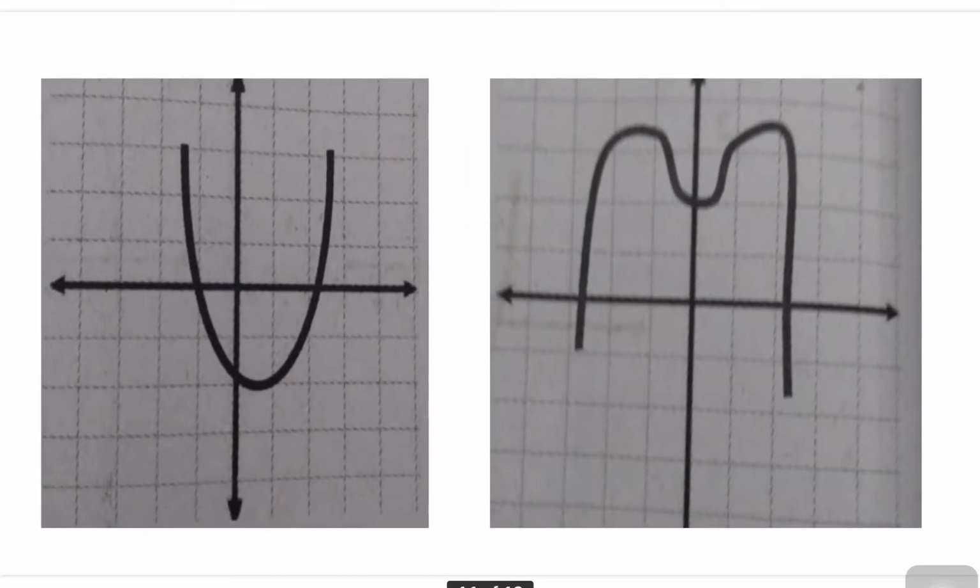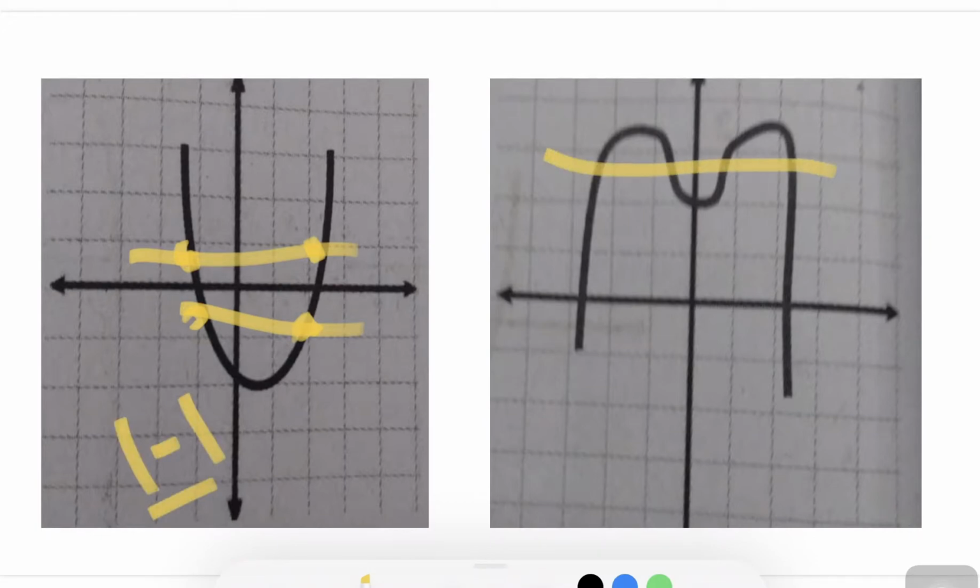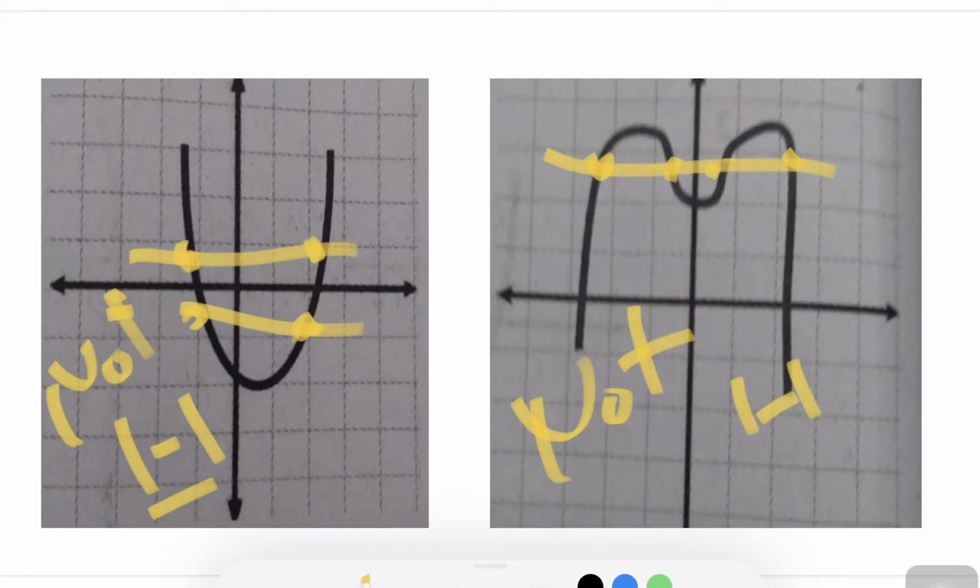Next, obviously these two, we have 2 points for a horizontal line. So this is not a one-to-one function. This one, 1 2 3 4, more than 1, so this is not a one-to-one function. So I repeat, a graph is a graph of a one-to-one function if it satisfies the horizontal line test, meaning if you draw a horizontal line, you will hit the graph exactly once.